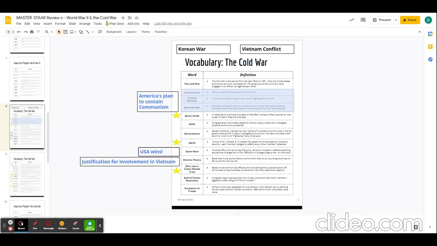The Gulf of Tonkin resolution is involved with Vietnam, as well as the escalation of troops.